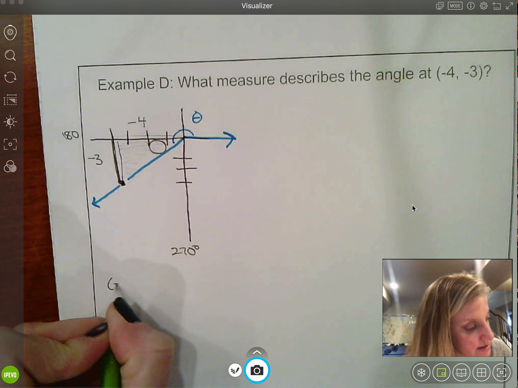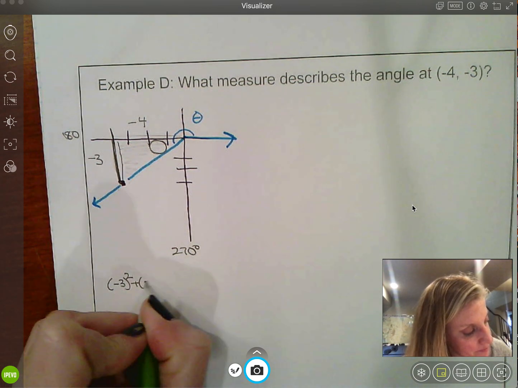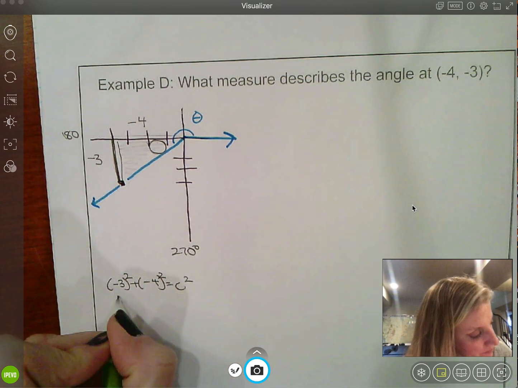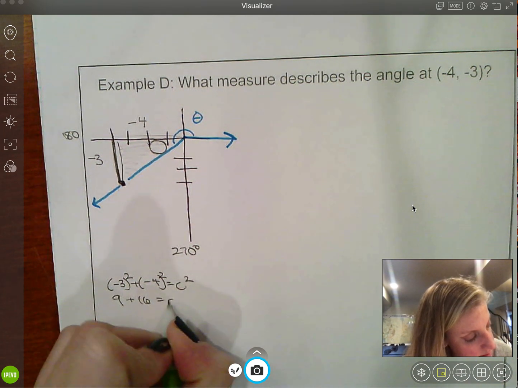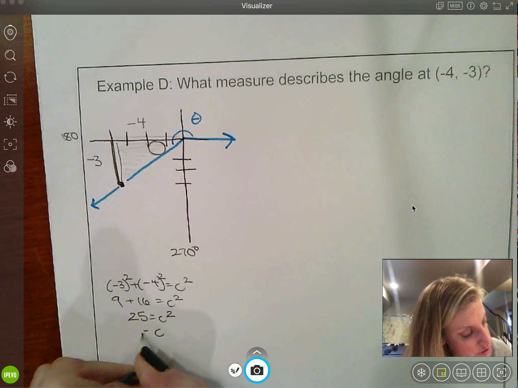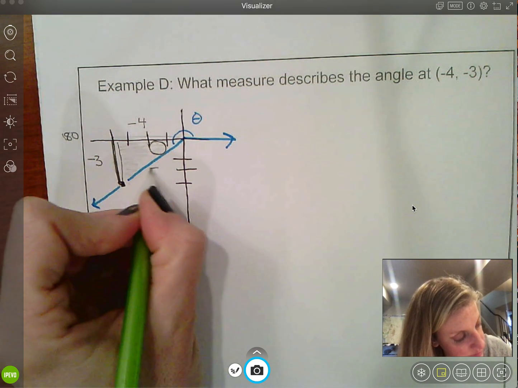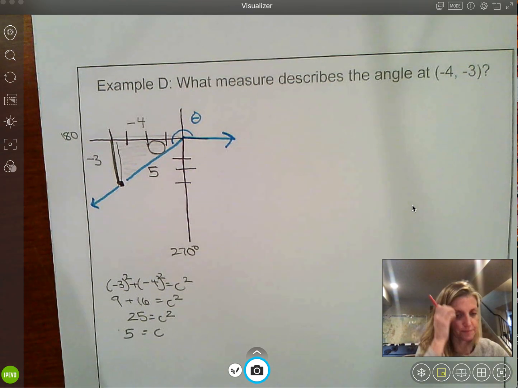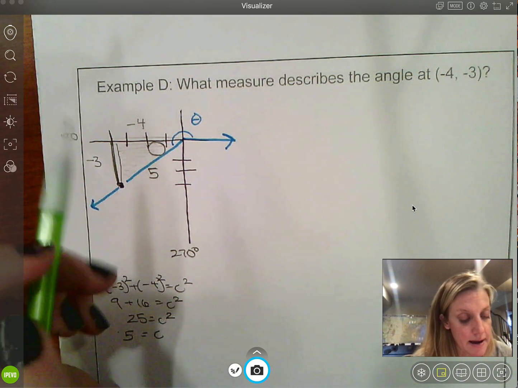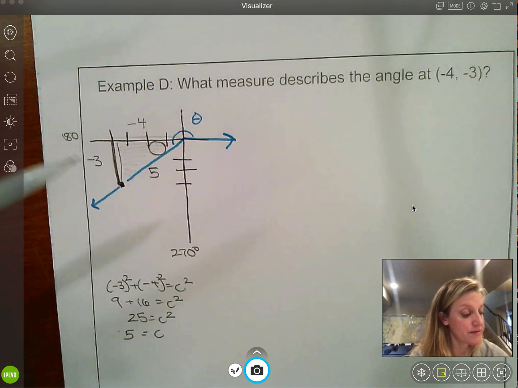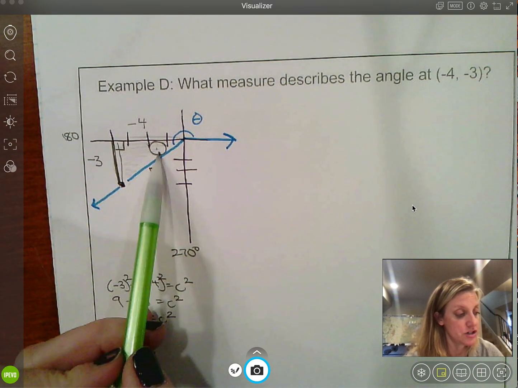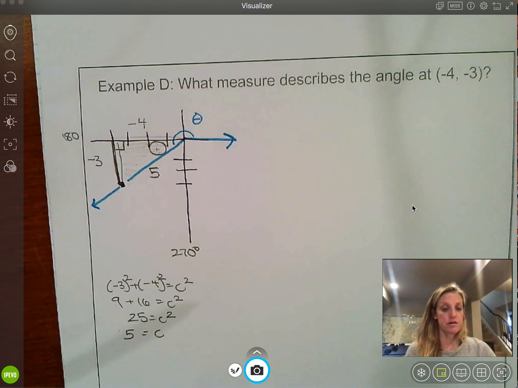And let's do a quick Pythagorean theorem to see what the hypotenuse is. So you've got this -3 squared plus a -4 squared equals the hypotenuse squared. So 9 plus 16. So it looks like the hypotenuse equals 5. So you've got the 5 right there. Okay, good. Now we have a lot of information. What we have to do now is figure out what our reference angle is. I know that this is 90, but I just do not have enough information to know if this is a special right triangle or not.